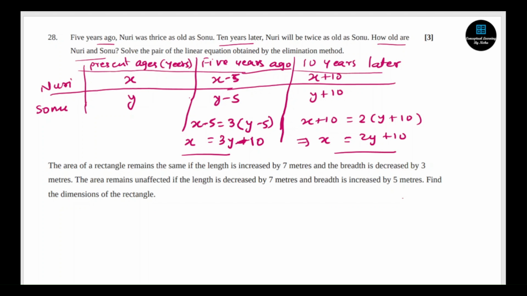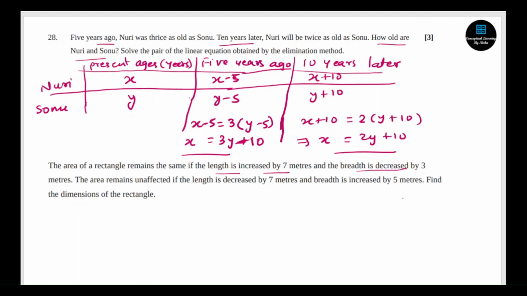And remember here you can always verify your answer. Okay. So please do it. Alright. Now the area of rectangle remains the same if the length is increased by 7 meters and breadth is decreased by 3 meters. So again I am saying I have covered all these questions in my video for this. So if you don't know how to solve that, please watch them.